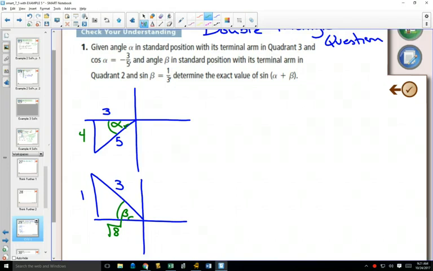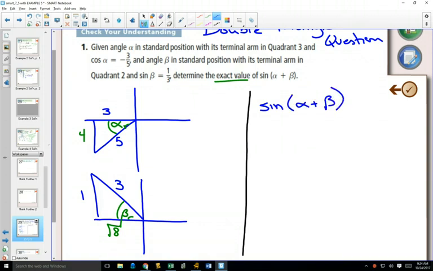So we've drawn both of our triangles, and we've been asked to find the exact value of sine of alpha plus beta. Now, this is supposed to trigger for you one of these formulas.